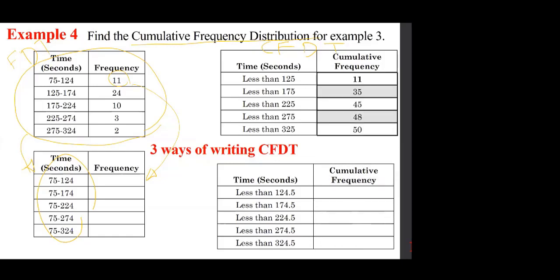Or you may use this method, as some texts use, less than 125. They use the lower limit of the next class and they write it as less than that. Or they use the boundaries and they say less than the upper boundary of the first class. But all of that means absolutely the same. I'm more interested in that.